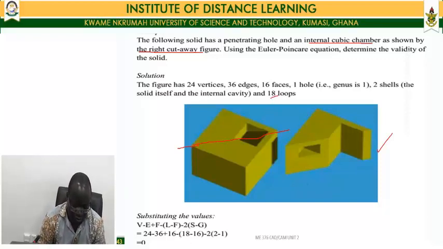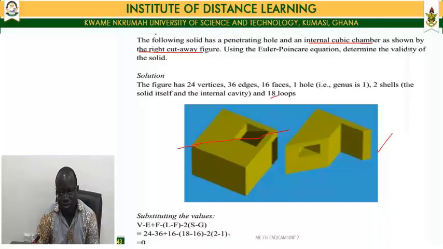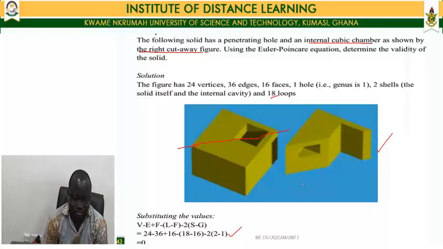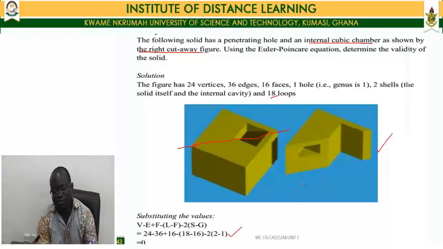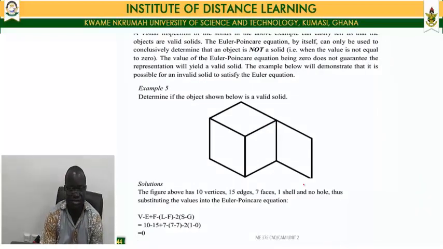Now, so far, the equation is holding good. Now, let's look at this and then final. For all this that we have looked at, a visual inspection of the solids in that example can easily tell us that the objects are valid. So the Euler equation by itself can only be used to conclusively determine that an object is not a solid.